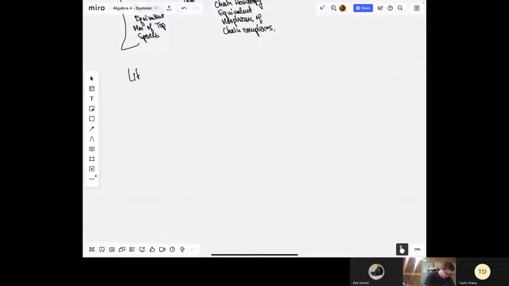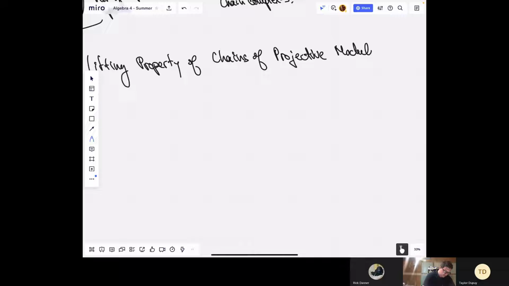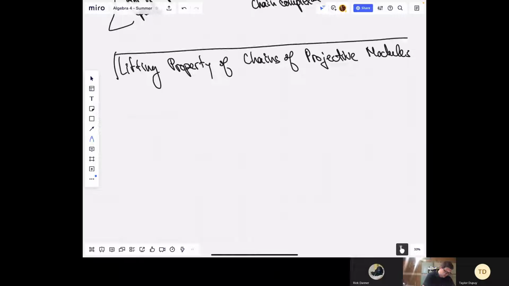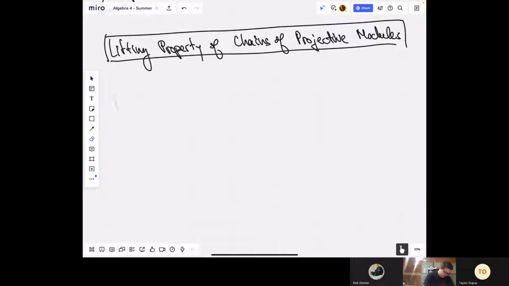So let me talk about the lifting properties of chains of projective modules. Okay. So here is what I'm gonna prove. So here's a lemma. Or maybe I could just draw the picture first.